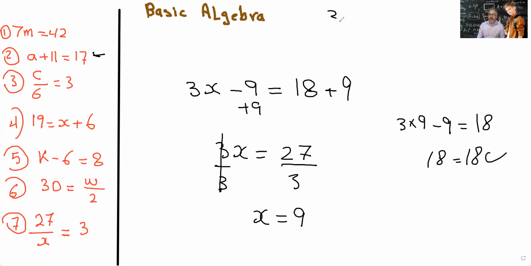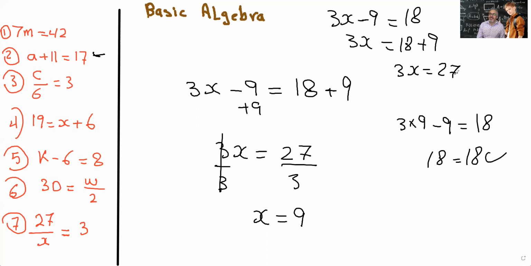With 3x minus 9 equals 18, because I became so good at algebra, I move the negative 9 to the other side and make it a plus. So I don't add 9 to both sides. It's the same thing though, 18 plus 9. 3x equals 27. And therefore divide both sides by 3, and you get x equals 9.